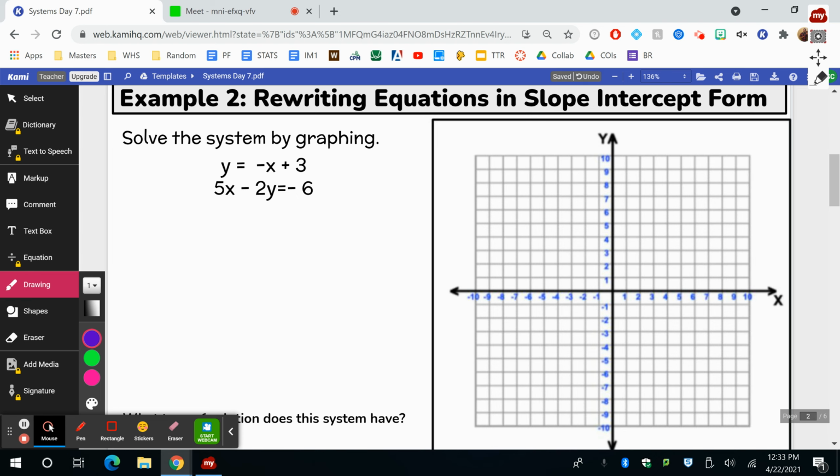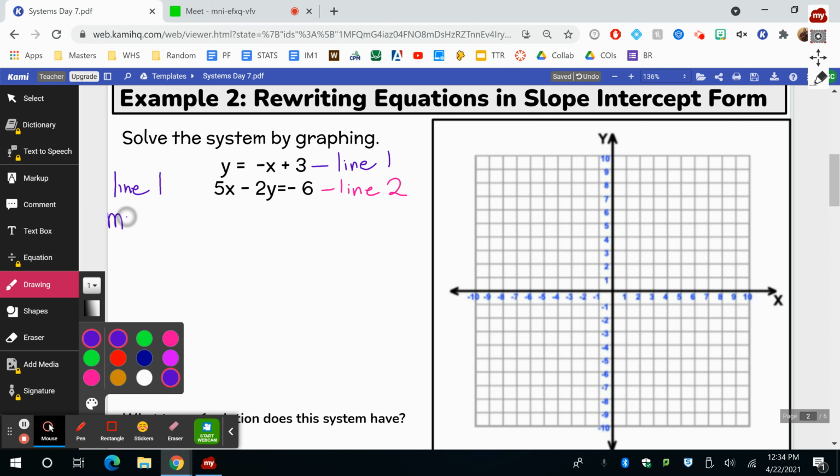Okay, and example 2, now we're going to solve the system by graphing. Okay, so I have two equations here. I have line 1 and then I have line 2. Okay, so I have those two equations that I need to graph. Now for line 1, I have my slope, which is negative 1. It's the number next to x. So it's negative 1 over 1. And my y-intercept is 3.